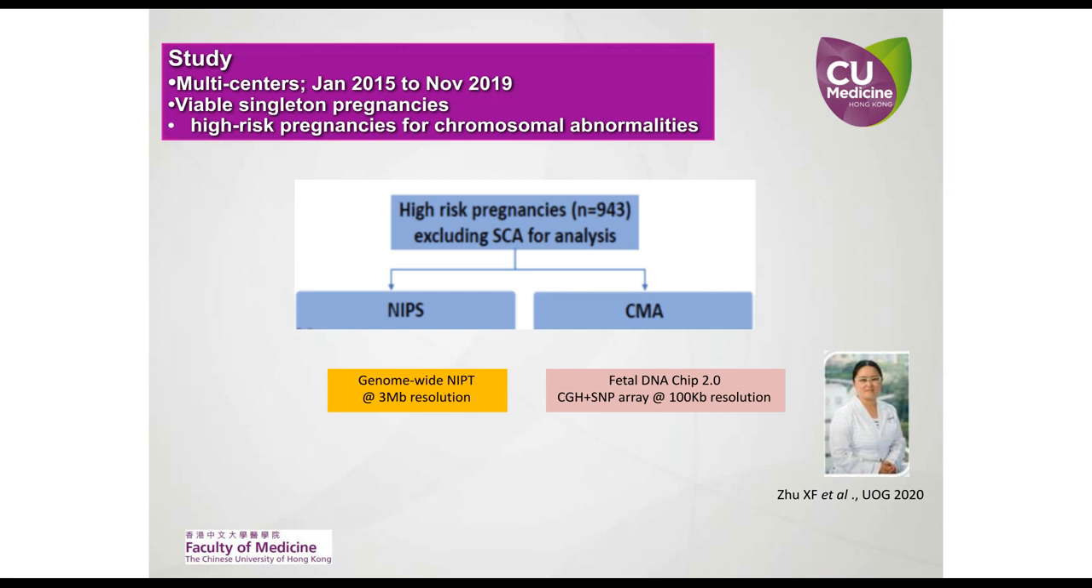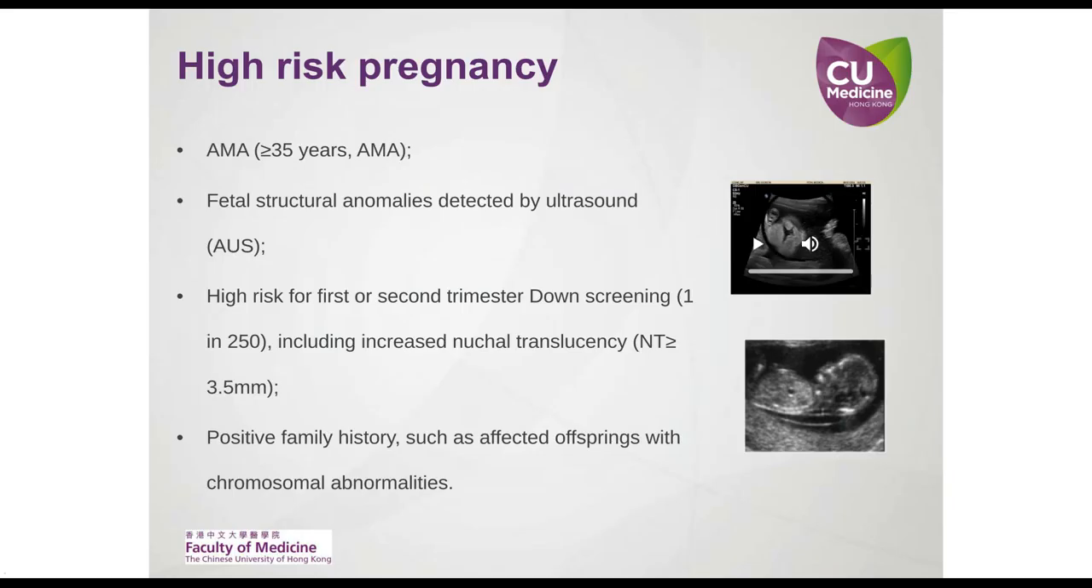So the question we ask is: if we have a high-risk pregnancy, what if we test them in parallel with both NIPS and CMA? For the CMA, we use our fetal chips, and for NIPS, we use genome-wide NIPT at 3 million base pair resolution. This is a study by my PhD student, Ms. Chu here. What we group as high risk here includes patients with advanced maternal age alone, patients with fetal structural abnormality, or those with a positive family history.